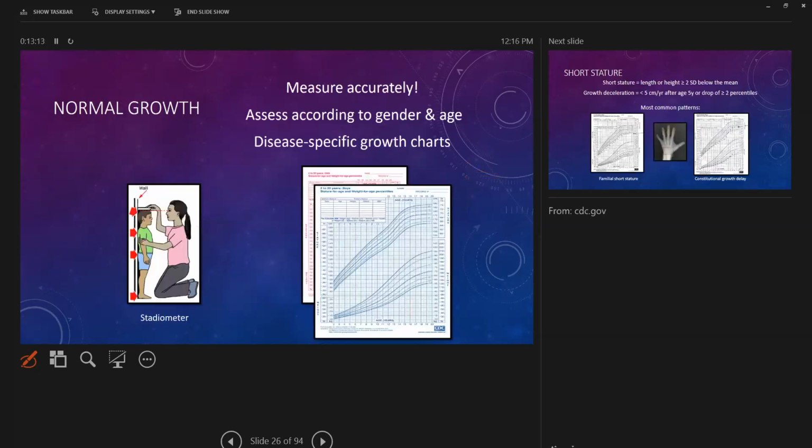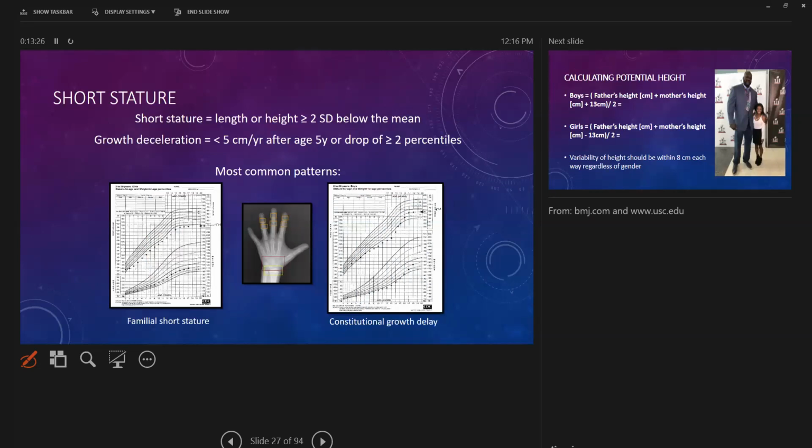All right, so what is normal growth? We need to accurately measure. We've seen these growth charts a million times. We see this stadiometer. There's no N in there, but I want to call it a standiometer as that kid is standing. So short stature, we want to investigate for short stature.